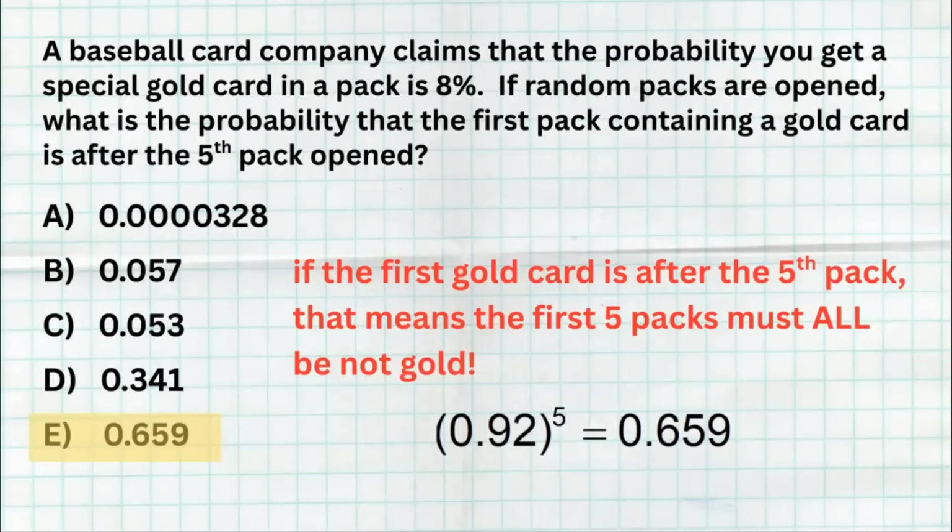Now, I'm going to be honest, there are other ways to do this problem. We could figure out the probability that happens on the first pack, then the second pack, then the 3rd, then the 4th, and the 5th. But that's not what we want. So we can add all that together and then do 1 minus that result. But that's going to take way more math. This makes way more sense. And it's actually really, really easy to do.